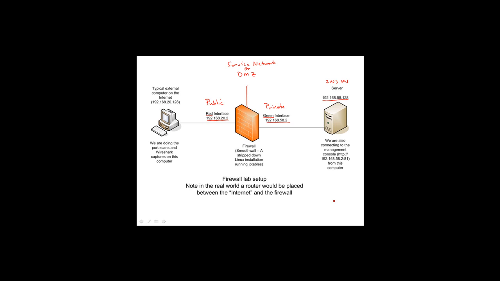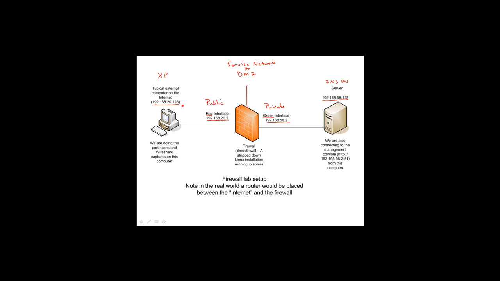On the public side, we have an XP virtual machine, and I've connected it to the same virtual network that the red interface is connected to, and I've assigned the XP the IP address 192.168.20.128, and all the machines are set up like this.